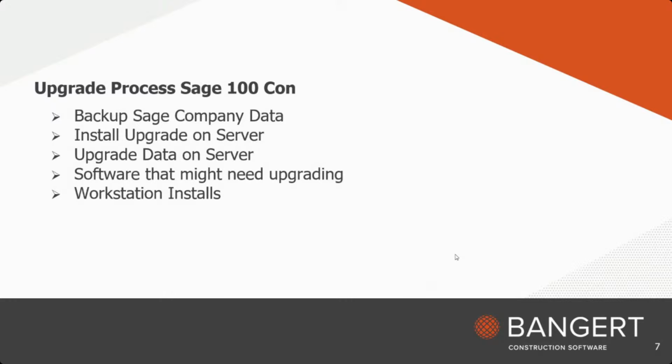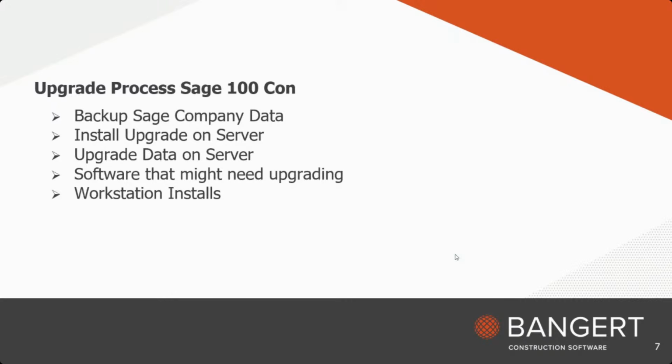On the Sage 100 side, where Sage 300 has a separation of application data and company data, Sage 100 really stores everything in just one spot. So you're going to back up your company data, and that actually covers the application data that's separate in Sage 300. So you'll make a backup for each company.